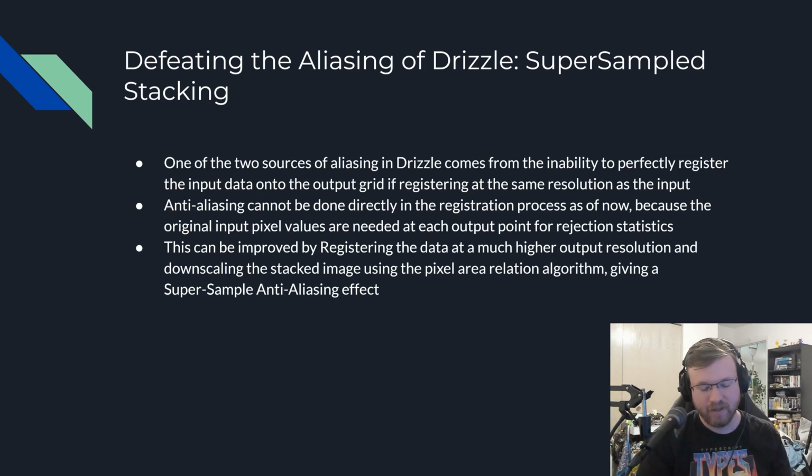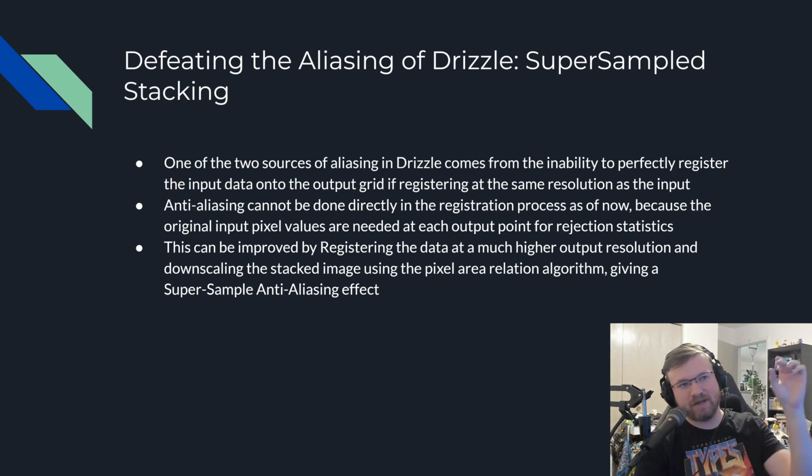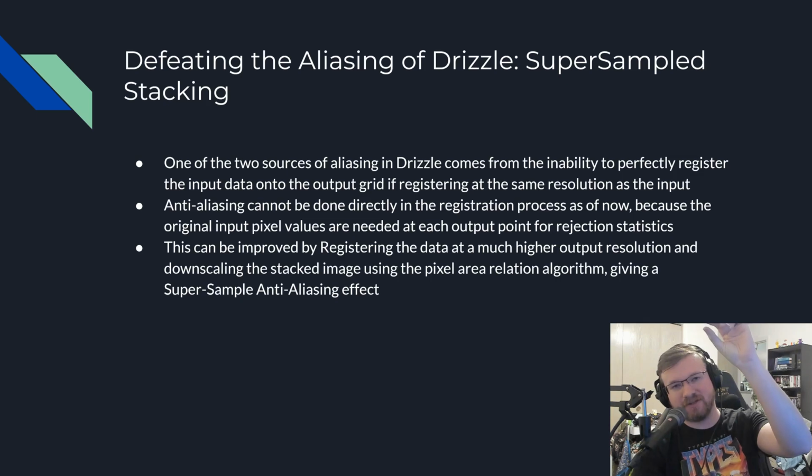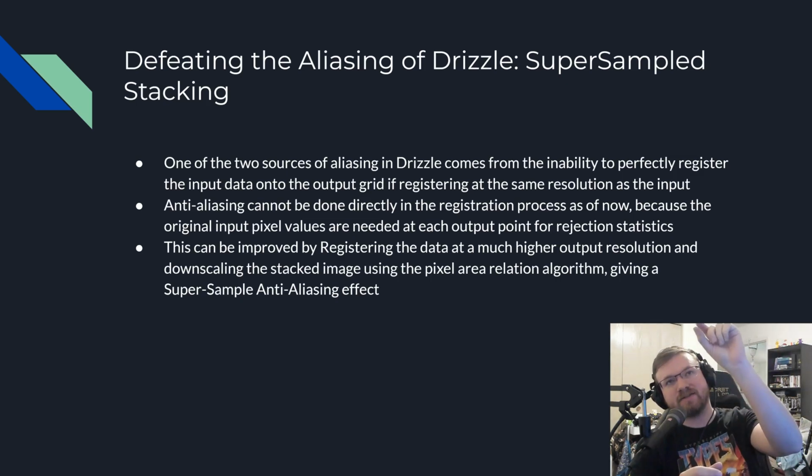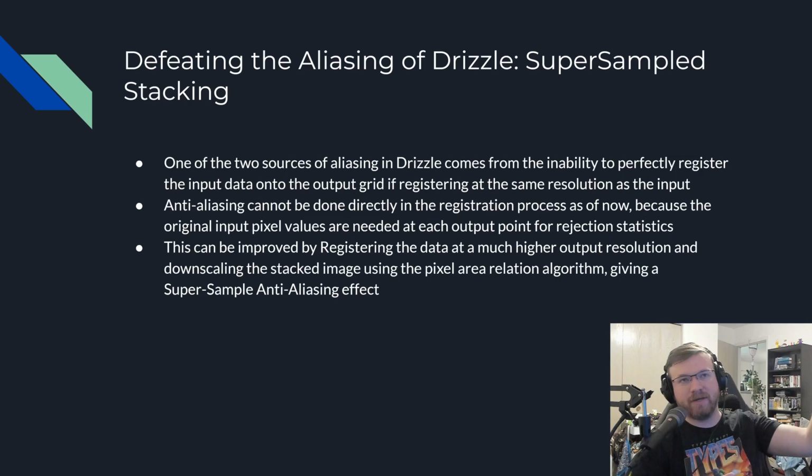For example, if we said this pixel 33% covered this output pixel and 66% covered this other output pixel, then when we went to figure out whether this pixel from an input image was 3 standard deviations off all the other pixels, and so should be rejected, well, it's not actually 3 standard deviations off. It was just only imaged for a third of the time that the other pixels were. So unless you account for that, you can't use it in rejection statistics. So we can't do anti-aliasing in the registration process.